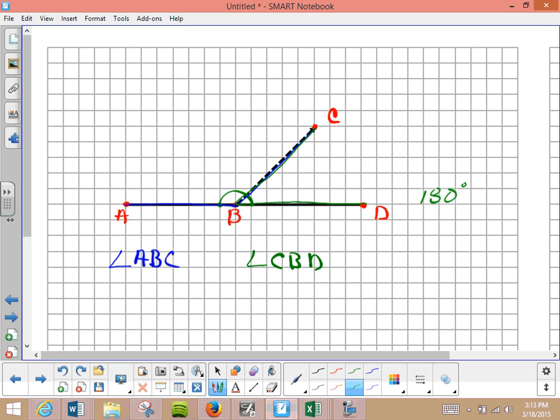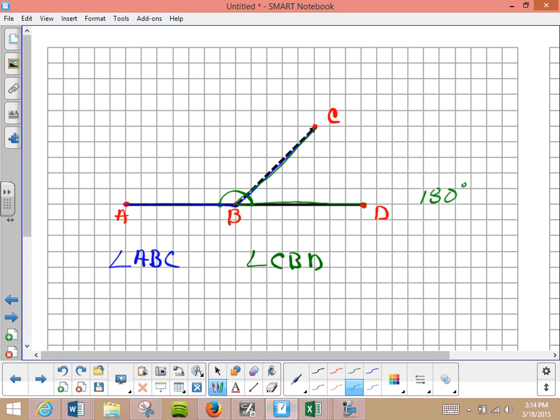We do not have any more lines, so we cannot create any more angles, right? What would happen if I put more lines in there? It will make more angles, right? So we have angle ABC in blue, which is what kind of angle? Obtuse. Why is it obtuse? It's more than 90 degrees, but less than 180, right? What about angle CBD? Why is it acute? It's less than 90, right?